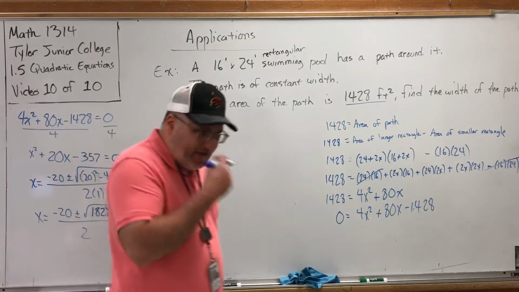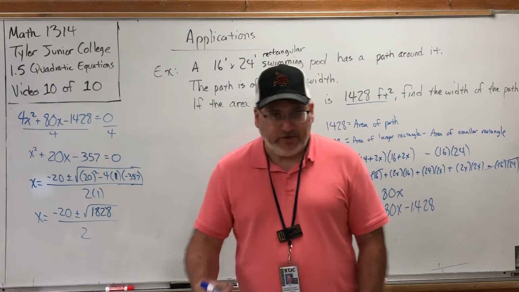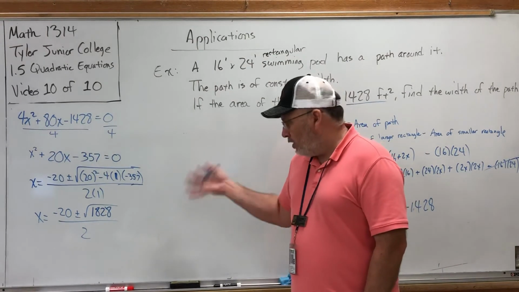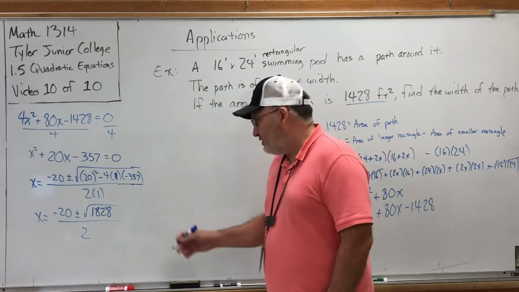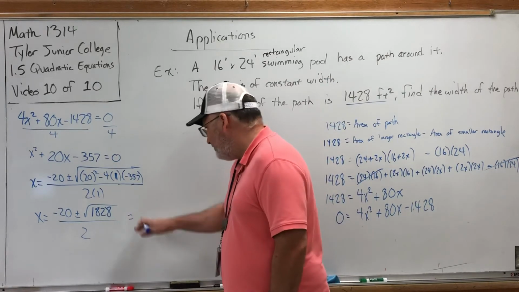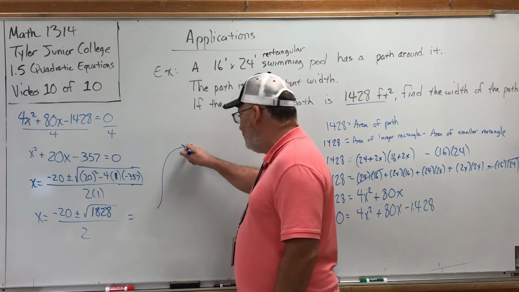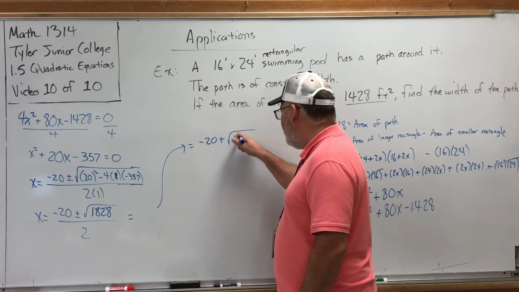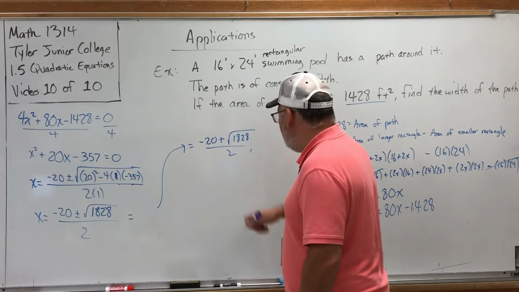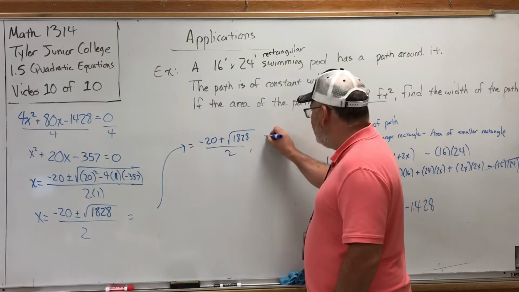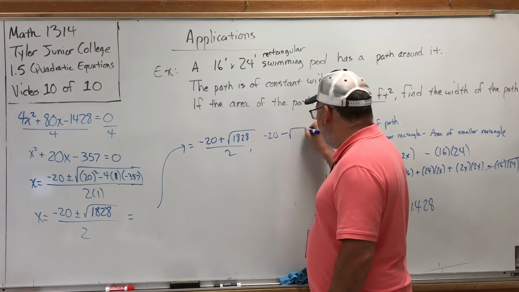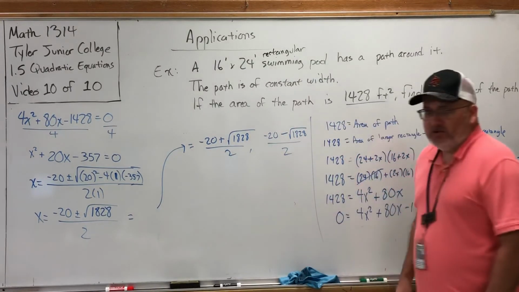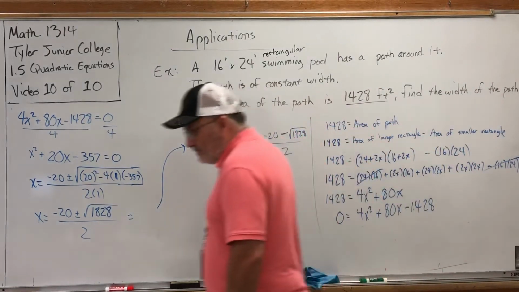When you're calculating a value in a word problem that is measuring or counting something, answers like this are completely useless. So we're going to get a decimal equivalent by putting this into a calculator. Now this represents two solutions. One solution is negative 20 plus the square root of 1,828 all over 2. And the other solution is negative 20 minus the square root of 1,828 all over 2. So all I have to do is put those in a calculator and see what I get.